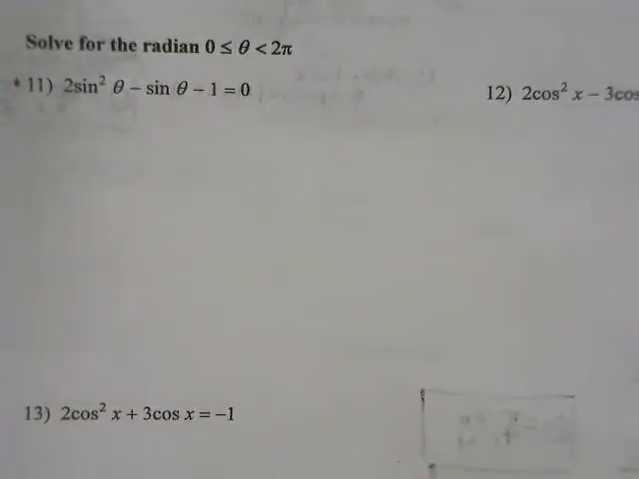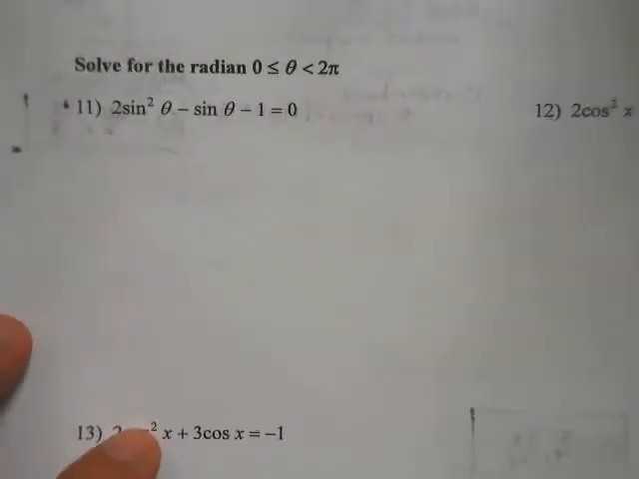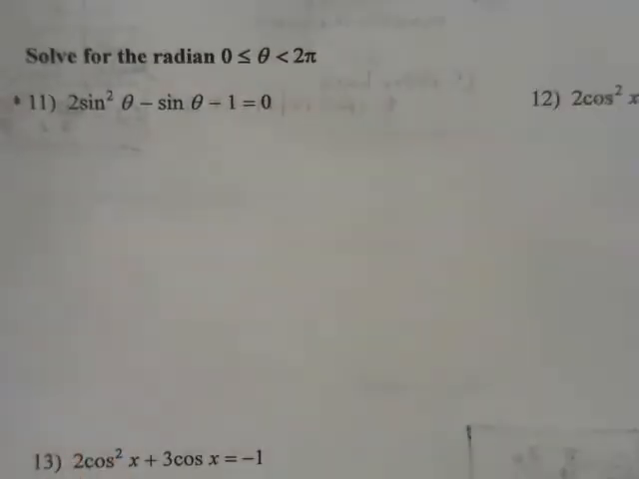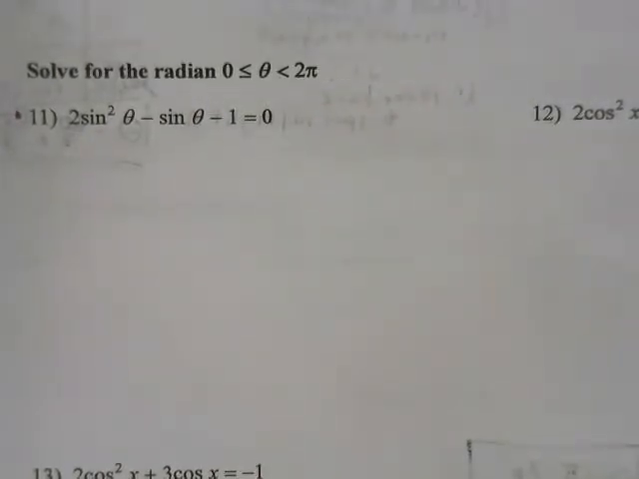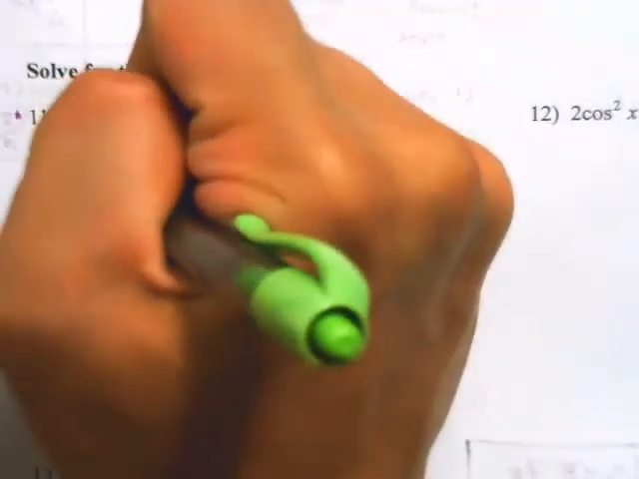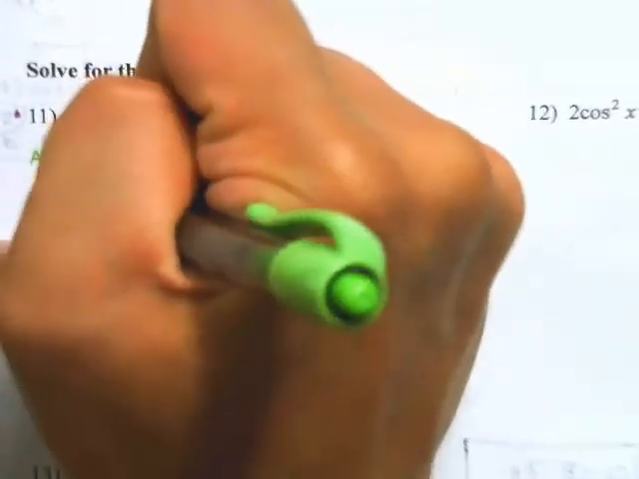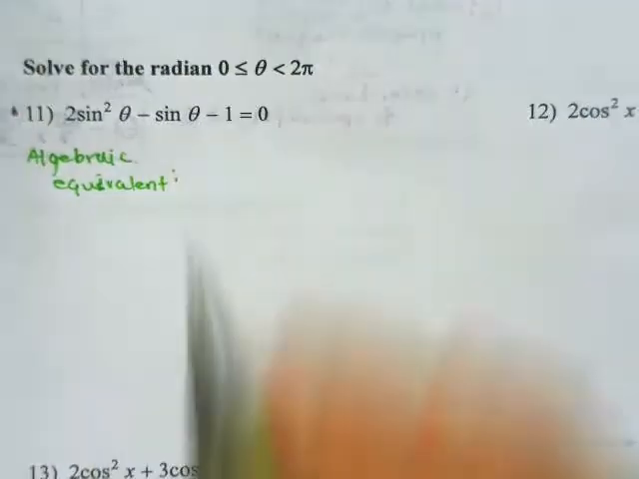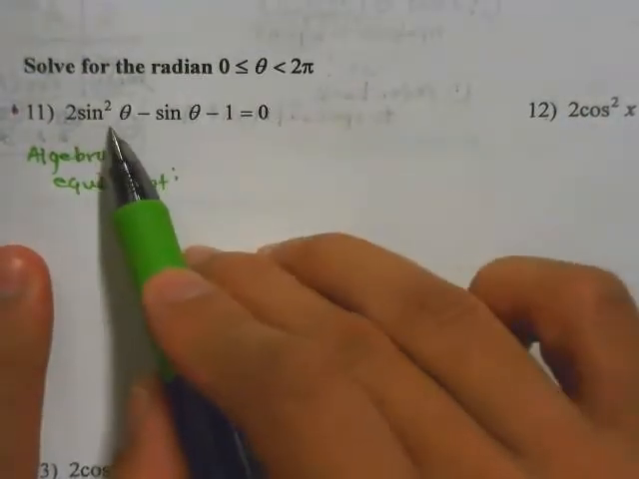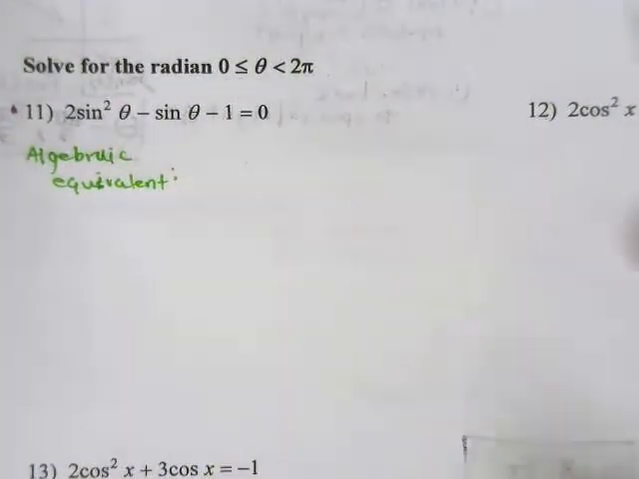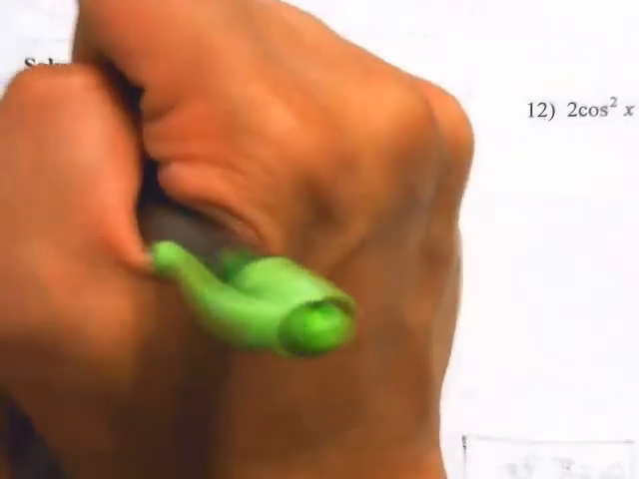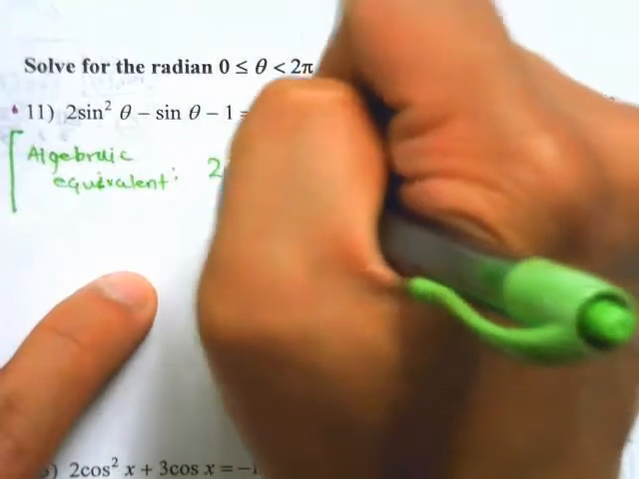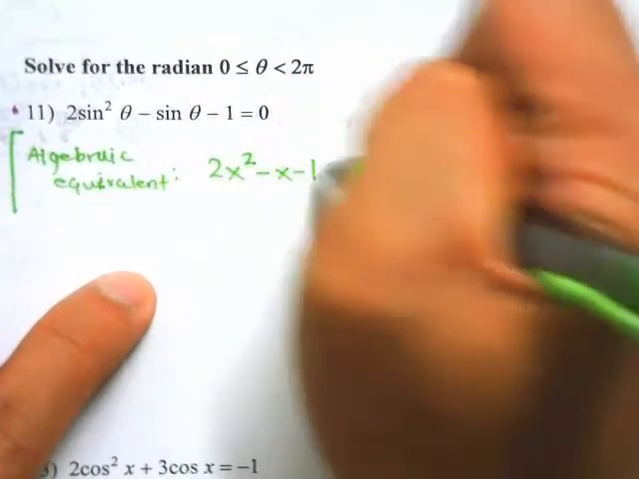So number 11, it kind of looks a little intimidating, but what I want to show in green first is an algebraic equivalent. The algebraic equivalent is, if we replace sine of theta with x's, because we have 2 sine squared of theta minus sine of theta minus 1, the algebraic equivalent, and I'm just going to put this over here, is 2x squared minus x minus 1.